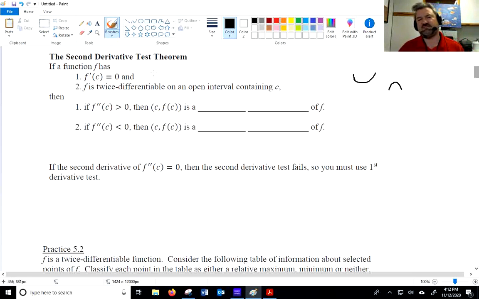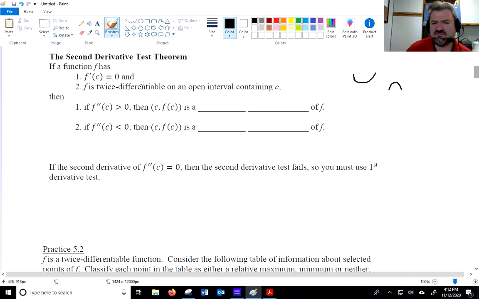The theorem does have some important prerequisites that we have to establish. First, of course, c has to be a critical number and f prime of c has to equal 0. Recall that critical numbers could also be places where the derivative is undefined. But if the derivative is undefined, then the second derivative test is not available to us because the second derivative would also be undefined, and we need the defined derivative.